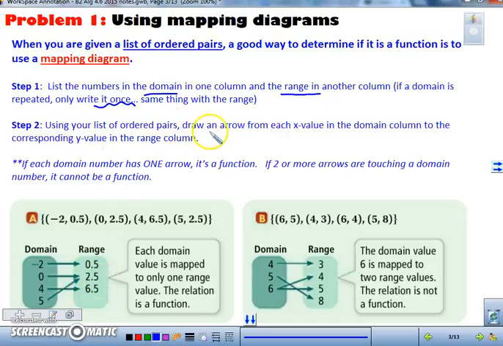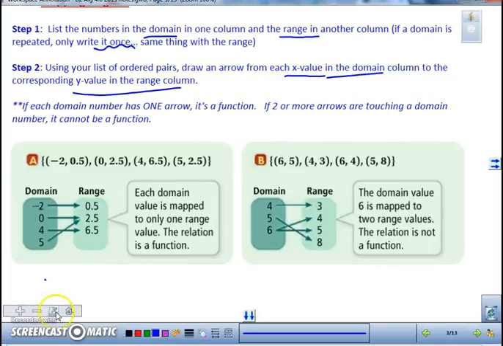Using the list of ordered pairs, draw an arrow that connects each x value in the domain column to the corresponding y value. If each domain has one arrow, it's a function. If it has two or more arrows touching a domain number, then it cannot be a function. So here are two examples. As we look at mapping it, this is what we want to do. We're going to list our numbers under the word domain. So we put domain, we list -2, 0, 4, and 5.